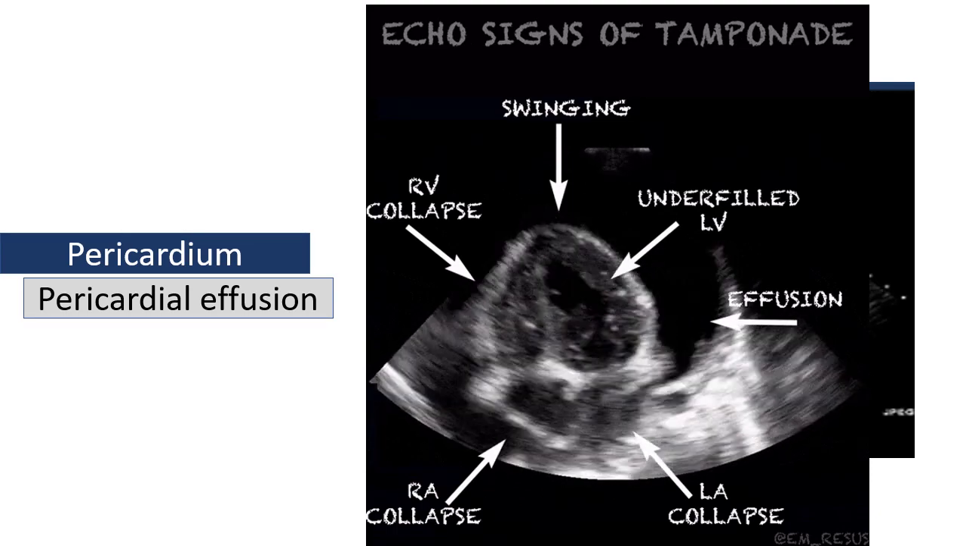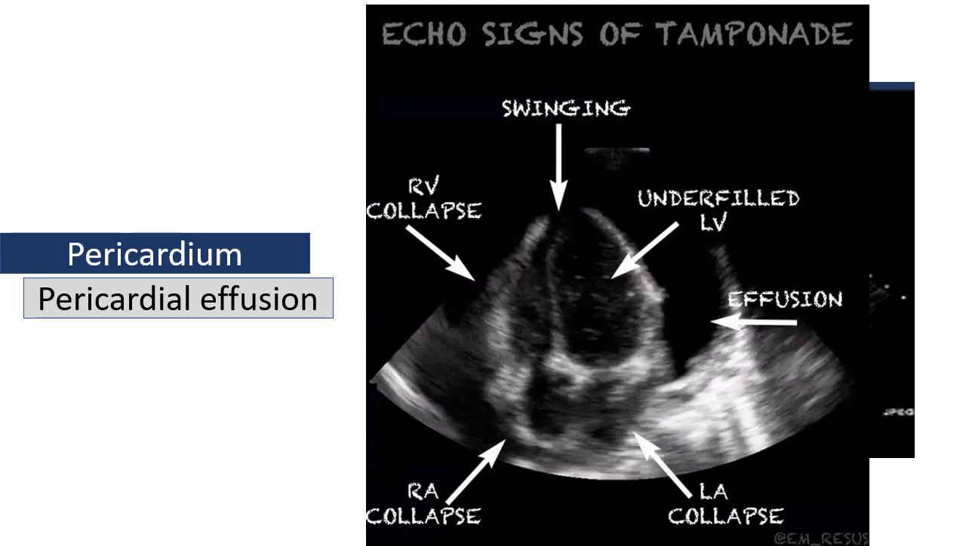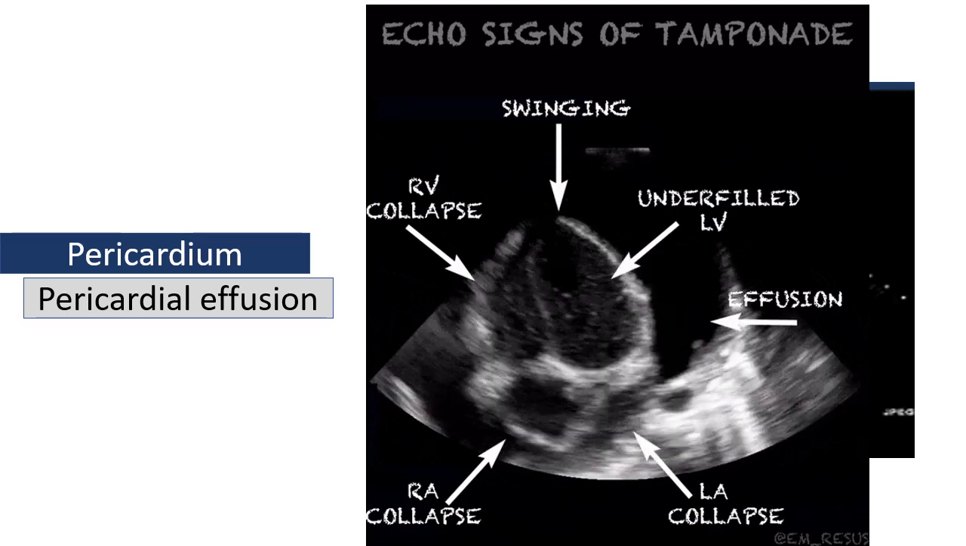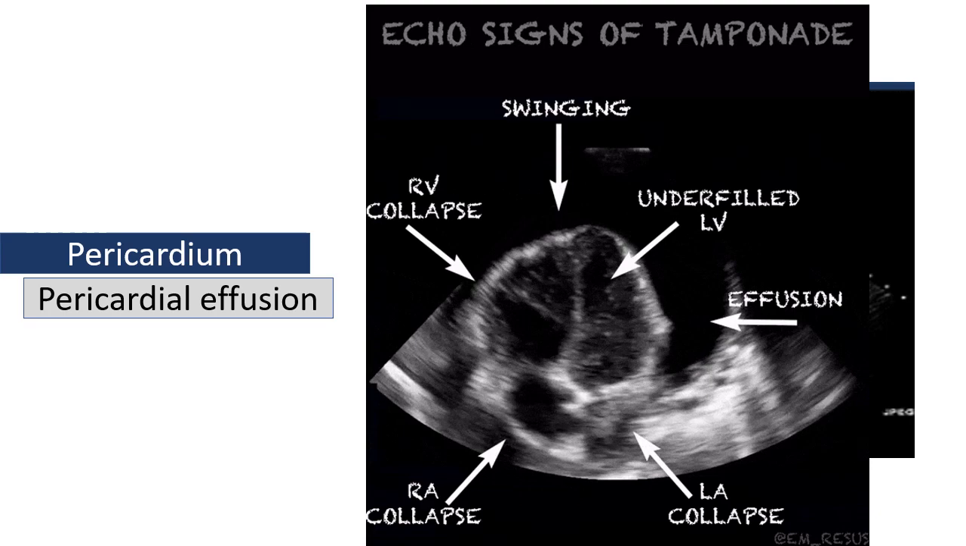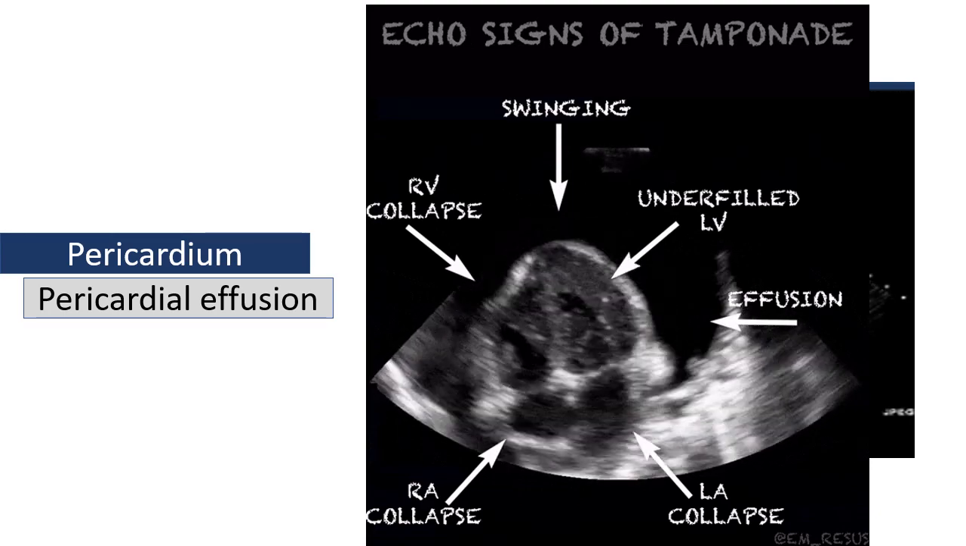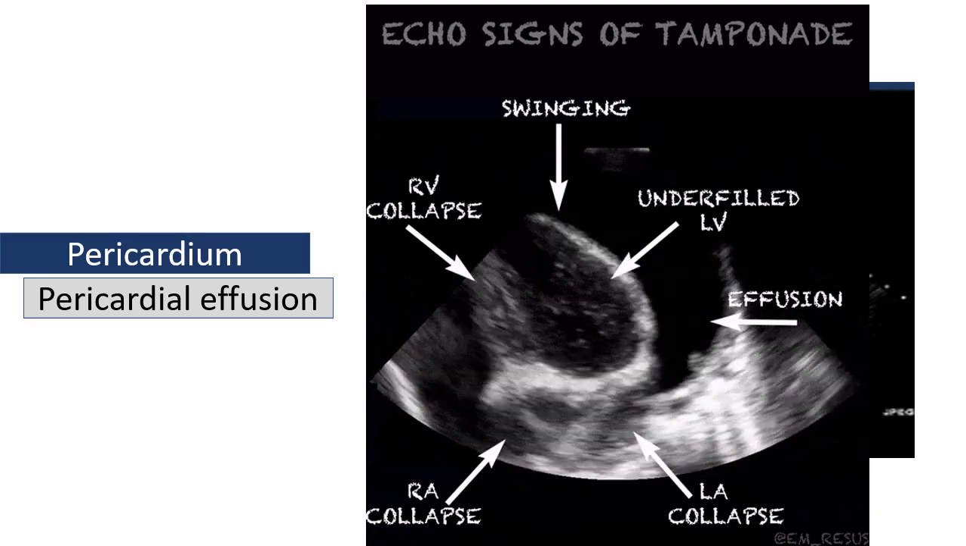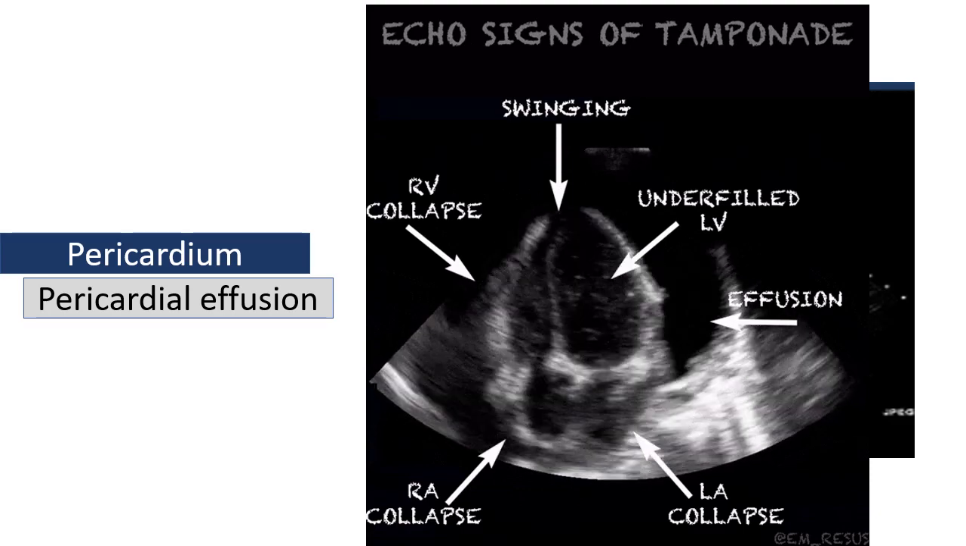So the hemodynamic effects of the tamponade come from the RV collapse and underfilling of the LV, and these are some of the signs obtained in pericardial tamponade.